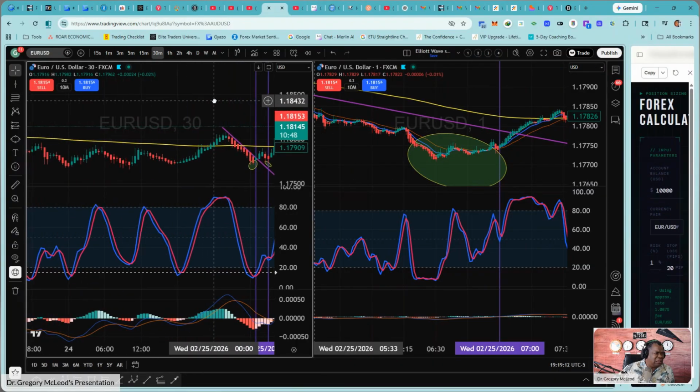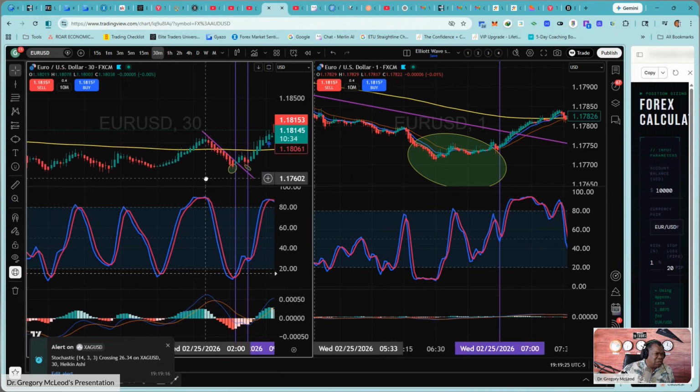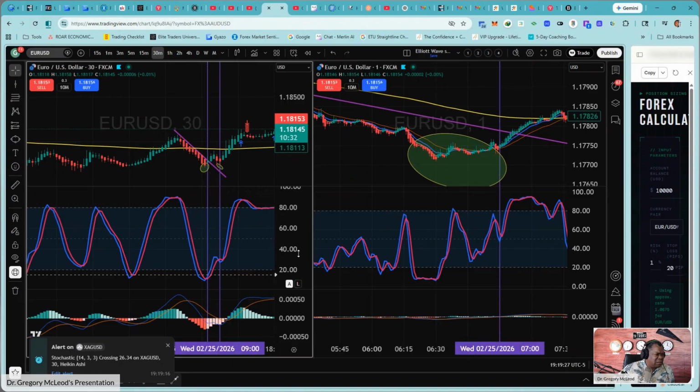If this is all you see, look at that: almost like a stochastics divergence, almost the same low in price and a higher low in stochastics, and then your histogram is trending up, and then it just breaks. And that time was 8:30.